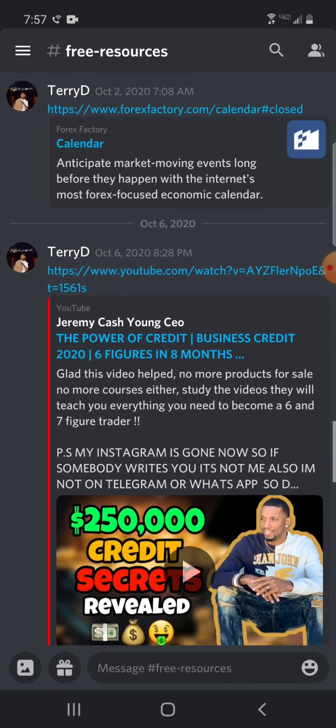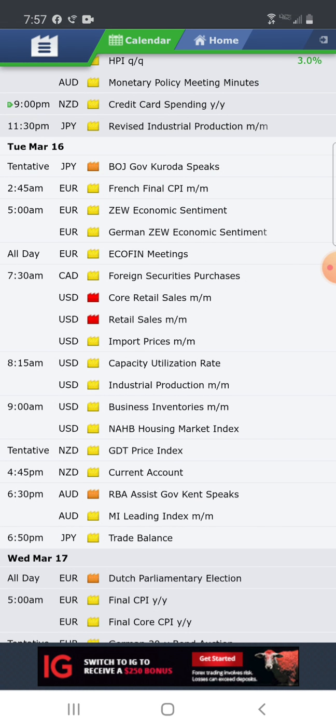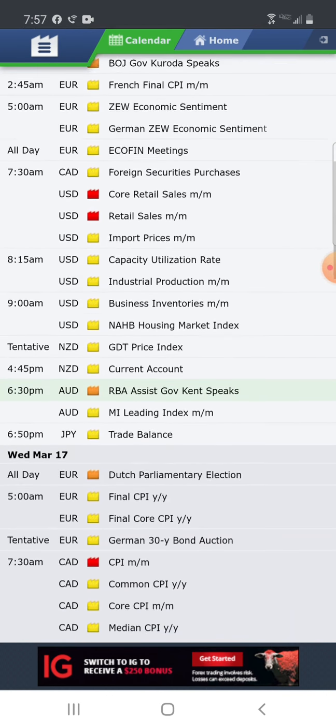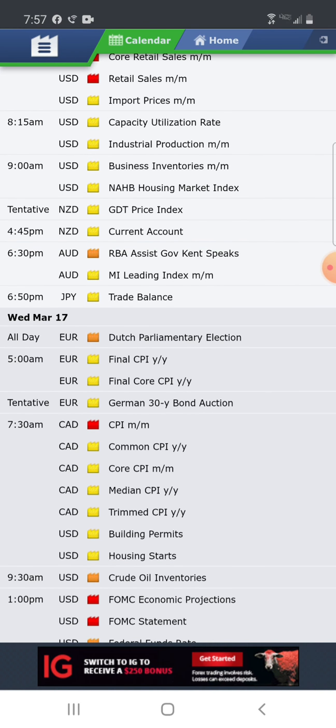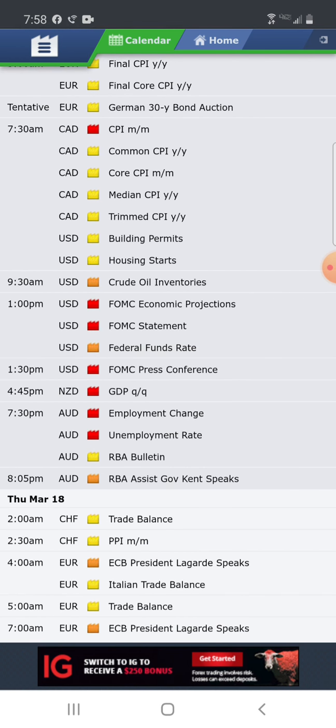So, Tuesday, we got 3 red folders, which means it's high impactful news. Okay? 3 red folders, which means it's high impactful news. And then you got a mid impact at 6:30 tomorrow night. And then Wednesday, you have a CAD impactful news. And then look at that, y'all. 9:30 a.m., you got another mid impact.